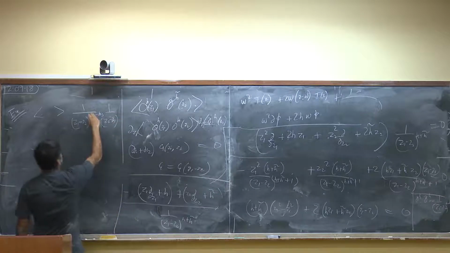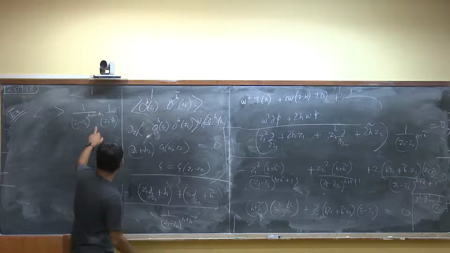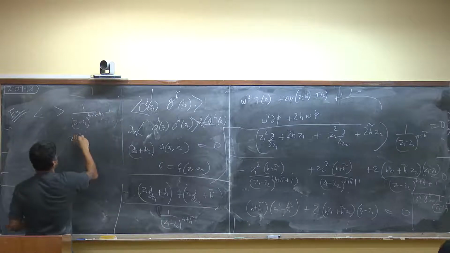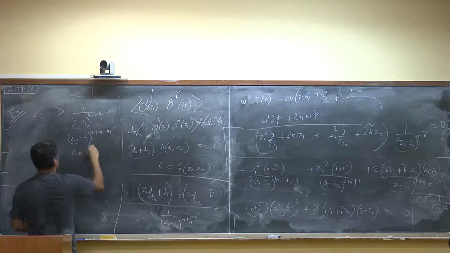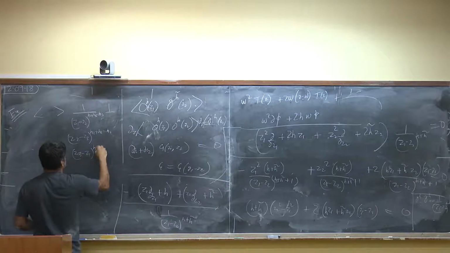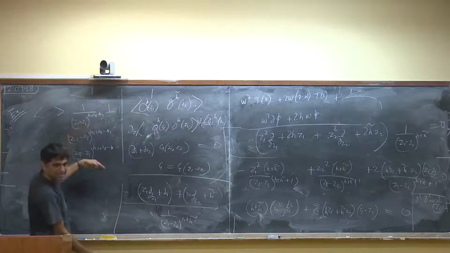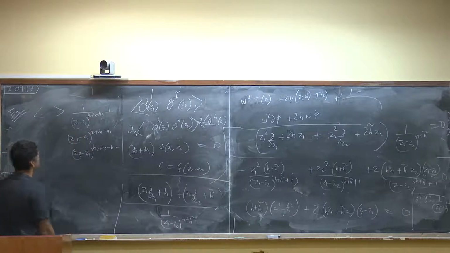times 1 over (z2 minus z3) to the power h2 plus h3 minus h1, and (z3 minus z1) to the power h3 plus h1 minus h2. Is a half needed? I'll check. The dimensions are working out, I think, right? Let me write it and then we'll check. Now let's add up all the dimensions. All the h's appear. Exactly.